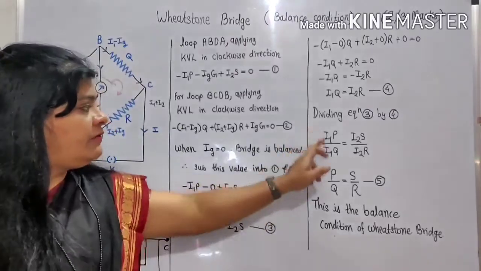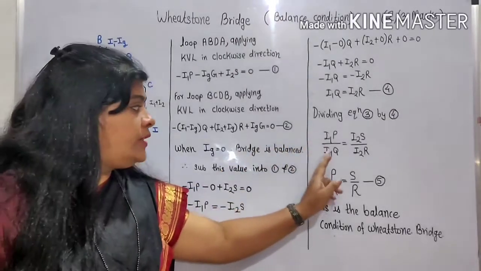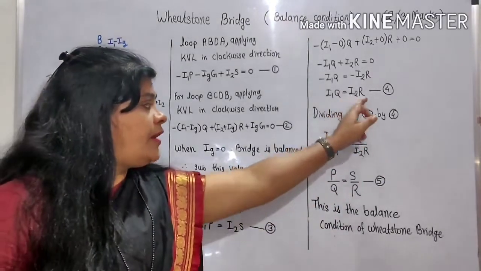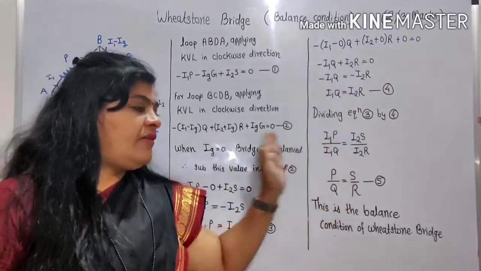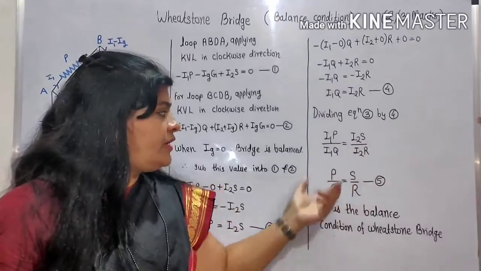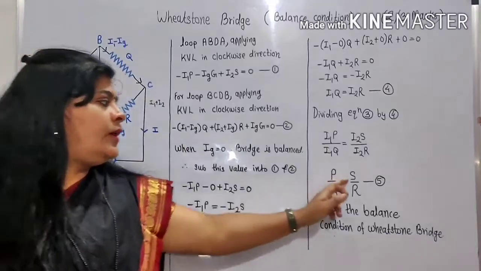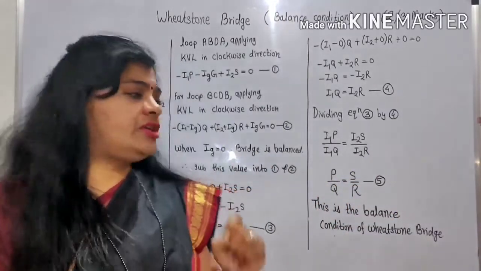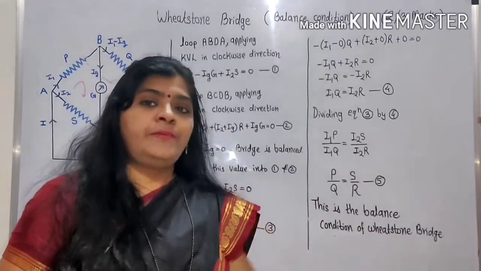Divide equation number 3 by equation number 4. After dividing, we get the equation I1P upon I1Q, which is equal to I2S upon I2R. Then I1 gets cancelled on the left side, I2 gets cancelled on the right side, and the remaining term we get is P upon Q is equal to S upon R, equation number 5. This equation number 5 is called the balance condition of a Wheatstone bridge.